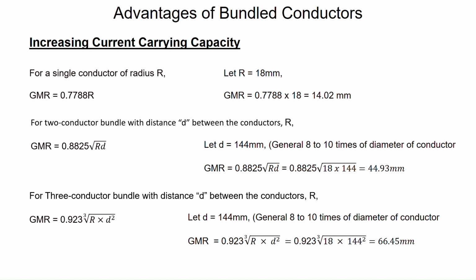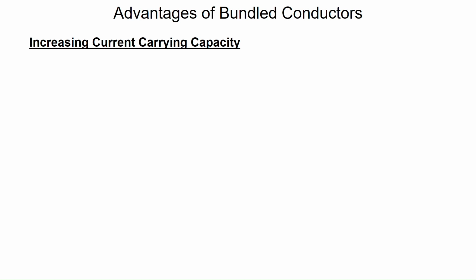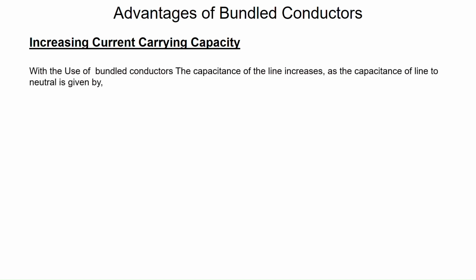What will happen when the inductance of a line gets reduced? We can see this in a future video. By using the bundled conductors, the capacitance of a line increases. As the capacitance of line to neutral is given by the formula C is equal to 2 pi epsilon divided by ln of GMD by GMR. You know, with the use of bundled conductors, GMR gets increased. That means this term gets reduced. When this term gets reduced, capacitance of the conductor gets increased.